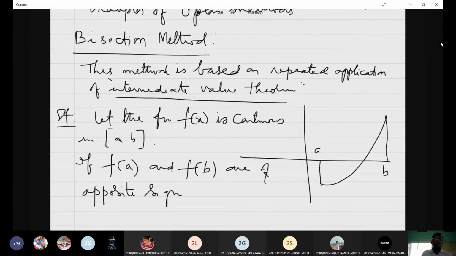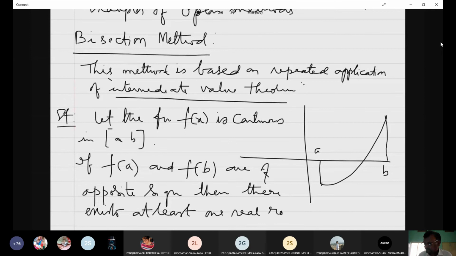What is the meaning of this one? If one is positive and one is negative, what will be the product of those two? Always negative. That is the meaning of this one: if f(a) and f(b) are of opposite signs, then there exists at least one real root that lies between a and b. That a root exists between a and b is what the Intermediate Value Theorem says.